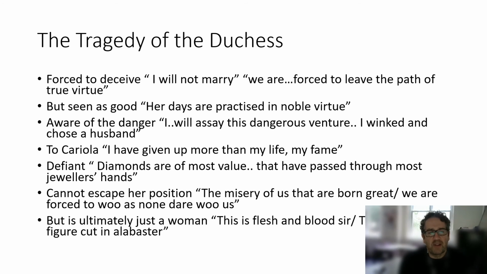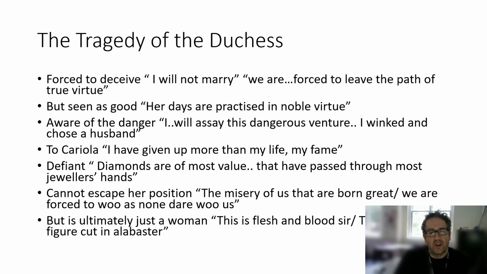She's seen as having very good qualities. "Her days are practiced in noble virtue." But she's also aware of the thing that she's doing. "I will essay this dangerous venture," she says to Cariola. "I winked and chose a husband." She's aware that she's given up her reputation, perhaps. "More than my life, I've given up my fame." And she's trusting in Cariola. So she is aware of the dangers that she's doing.